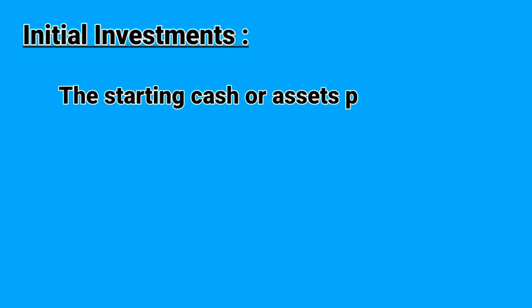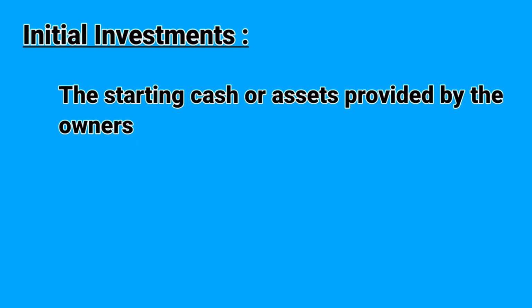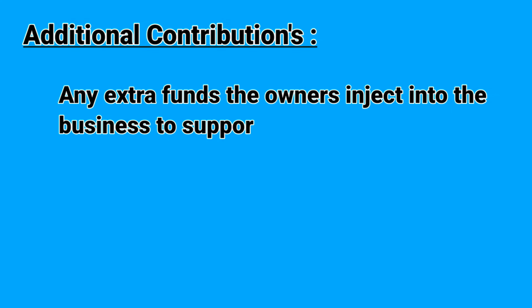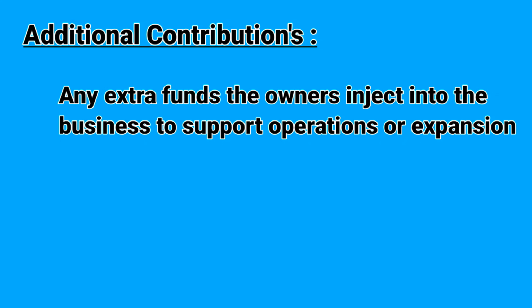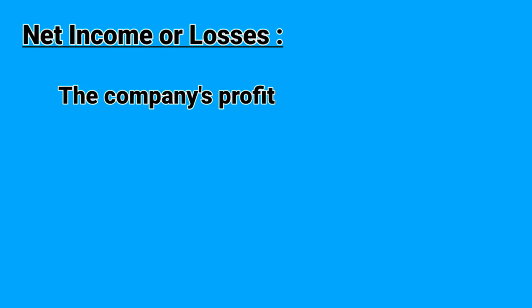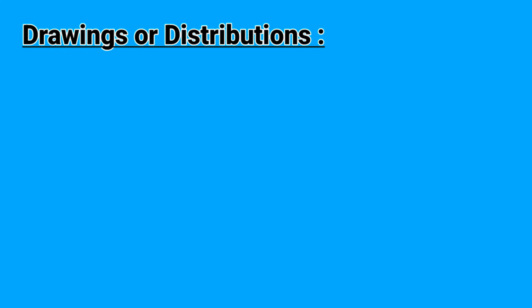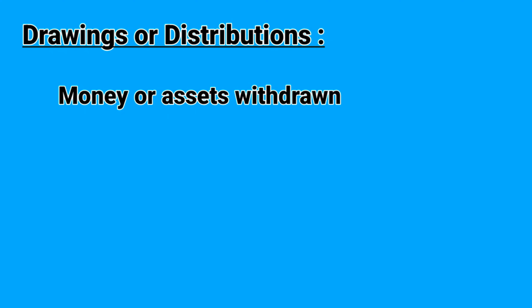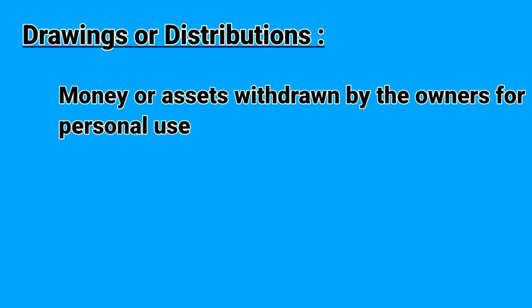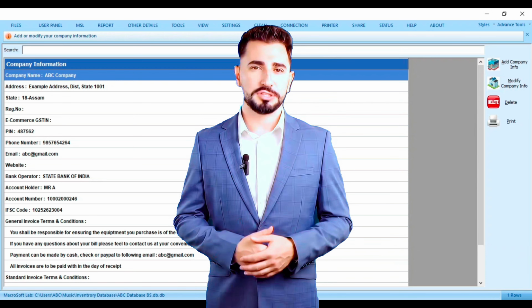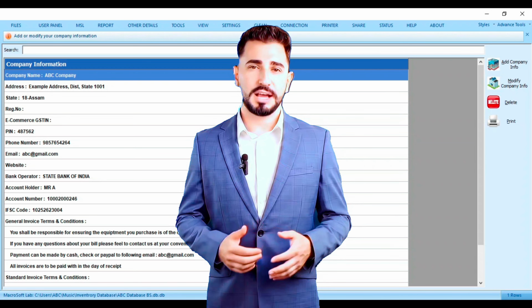distributions. Initial investments. The starting cash or assets provided by the owners. Additional contributions. Any extra funds the owners inject into the business to support operations or expansion. Net income or losses. The company's profits or losses allocated proportionally. Drawings or distributions. Money or assets withdrawn by the owners for personal use. Investors and managers use the balance sheet to assess a company's liquidity, debt levels, and overall stability.